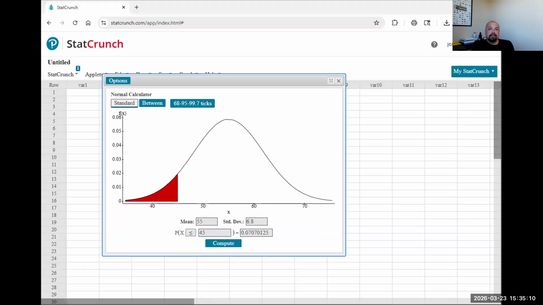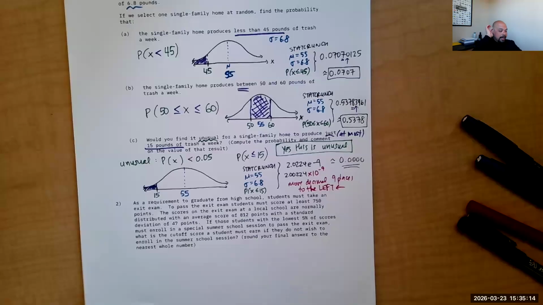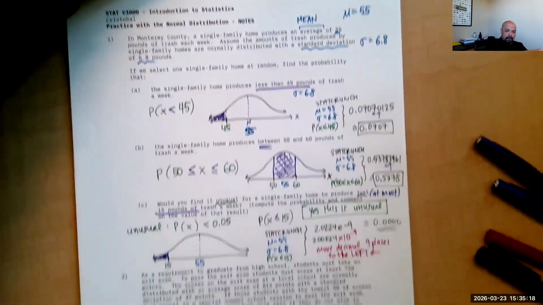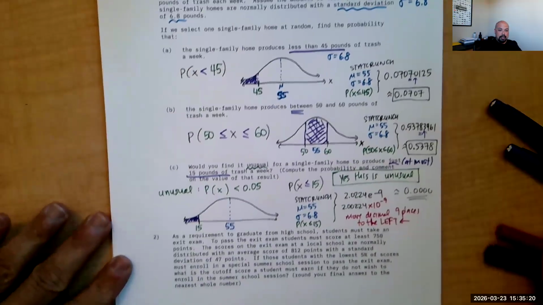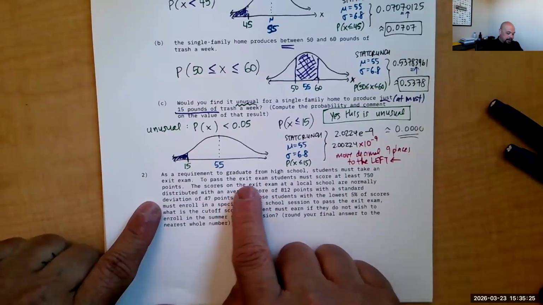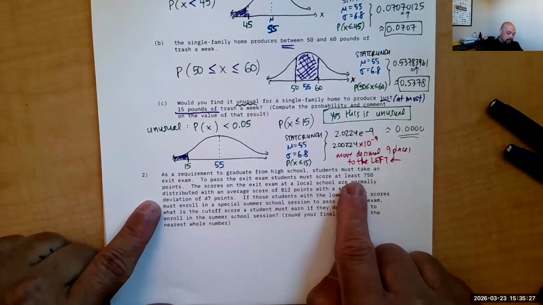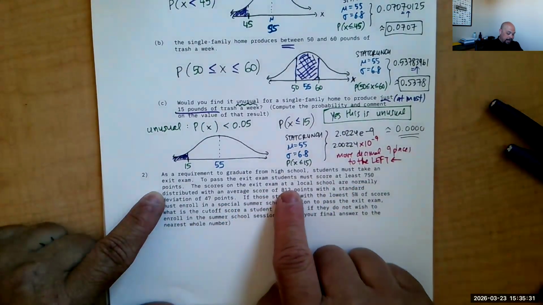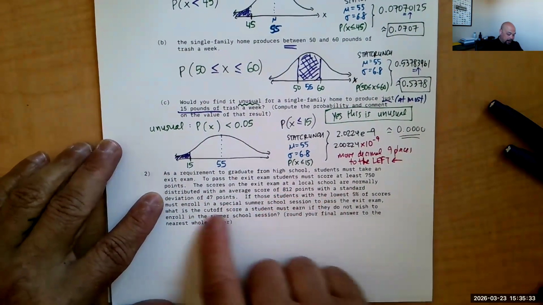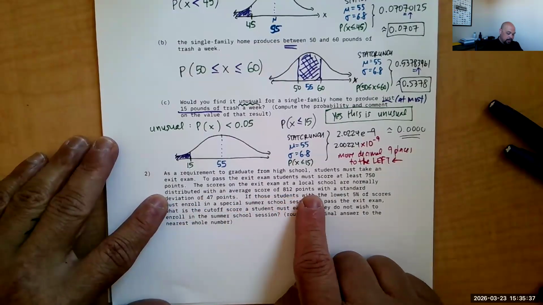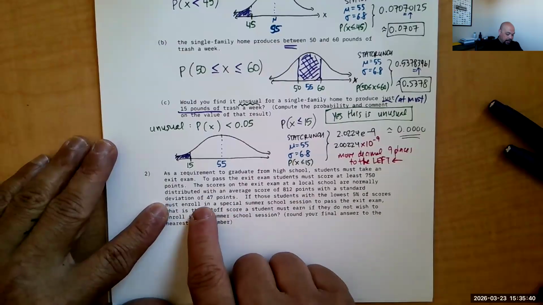So getting back to another use of that normal distribution calculator, kind of going in the reverse of what information we have, looking at this next example. Okay? So as a requirement to graduate from high school, students must take an exit exam. To pass this exit exam, students must score at least 750 points. The scores on the exit exam at a local school are normally distributed with an average score of 812 points with a standard deviation of 47 points.